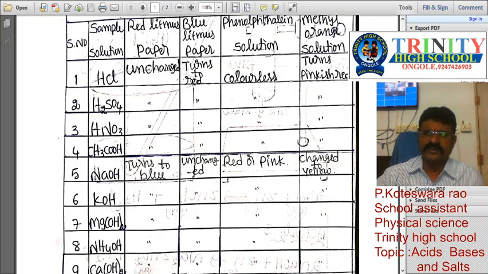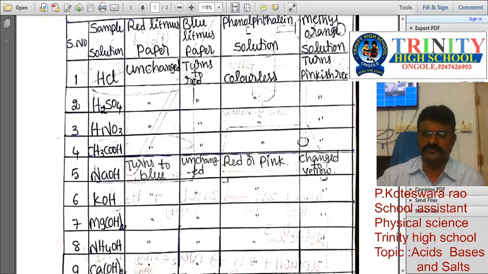And third one, phenolphthalein solution. Colorless, means the color is not changed in HCl solution. And fourth one, methyl orange solution. It turns into pinkish red or simply red color. Pinkish red, but commonly it is called red color. So we can note down all this. We can write down in the table.